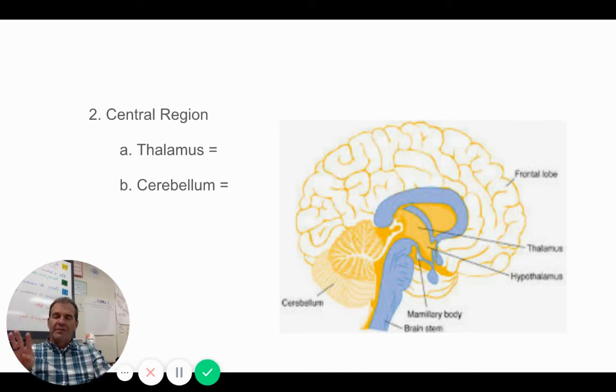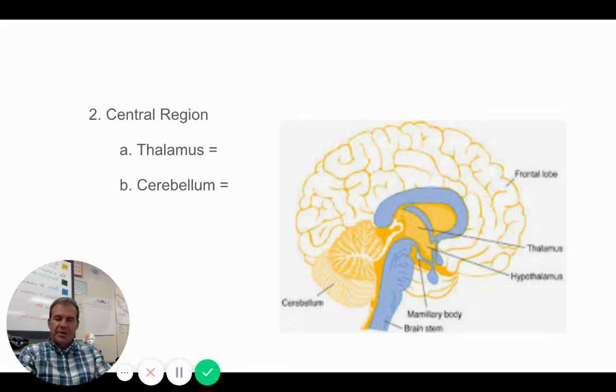I mentioned 4 out of 5, so it's important that you know this. So in parentheses, let's write all except smell, because smell is the only one that goes directly to the brain. It doesn't go to the thalamus first.